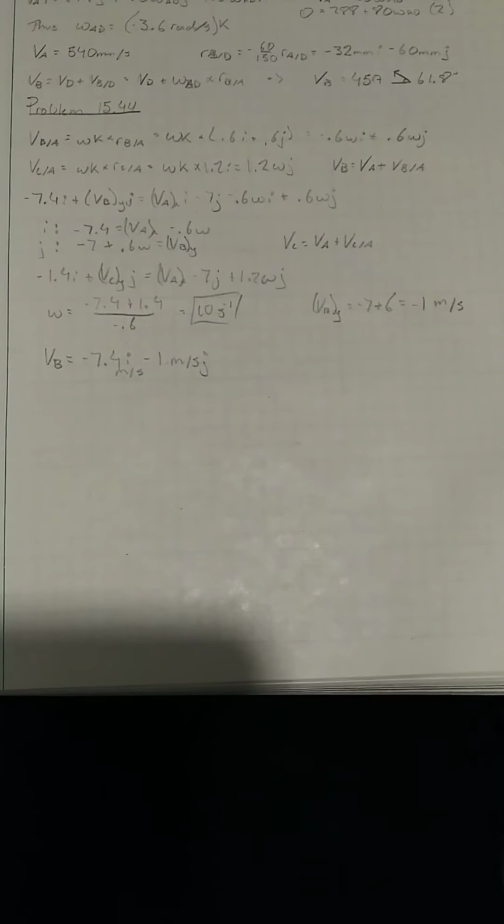Okay, so we started out with our V sub B over A equation, and we can solve that and get negative 0.6 omega I plus 6 omega J, and our V sub C over A equation, which we get 1.2 omega J. And then we've got our V sub B equals V sub A plus V sub B over A. Then we can split those into our I and J components, and also find our V sub C equals V sub A plus V sub C over A. Same deal, split that into your I and J components.